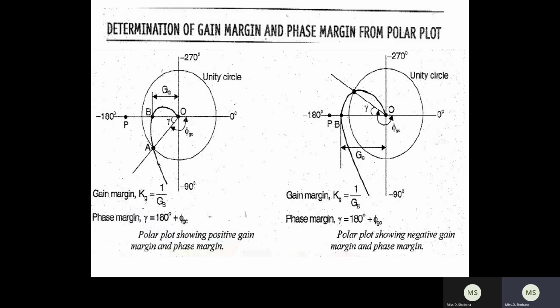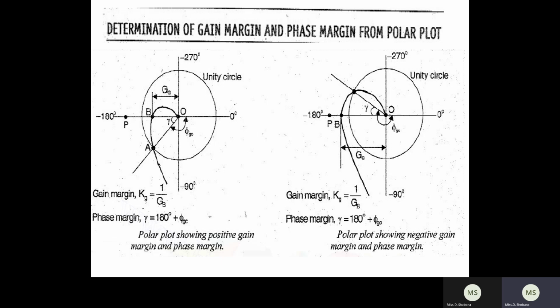So here you will have a G of j omega locus. That will intersect your minus 180 line. The corresponding value there will be your gain margin value, GB. So Kg will be equal to 1 divided by GB. If you want to determine Kg in terms of decibel, you have to write 20 log of 1 divided by GB.